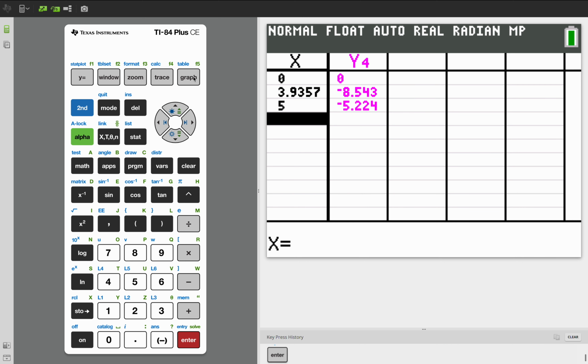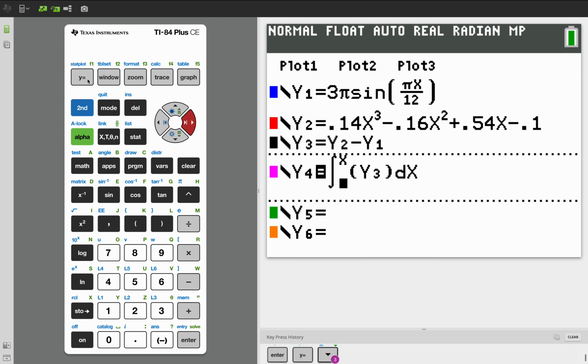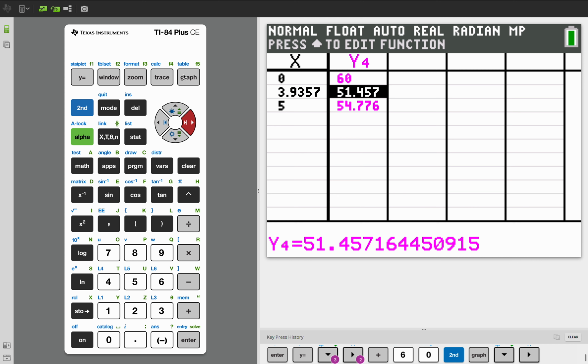Here the question is asking what's the depth of the snow, and just like the first video, I forgot to include my initial value of 16. Okay, so where is it a minimum? Well, that's going to be at 3.9357, or the thing that we just said. And then that's going to be 51.45716.